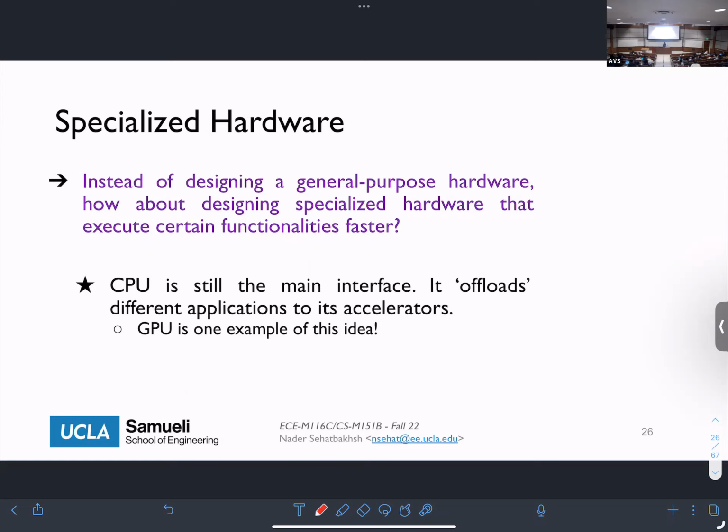Anyway, specialized hardware is used for cases where we create a piece of hardware that is specifically designed for one class of applications. Okay, so the CPU still is the interface, but the same way that we did it for GPU, we're going to offload things to our accelerator in order to run things fast. And GPU is one example of this idea. So it's not just GPU. We can actually accelerate many other things.